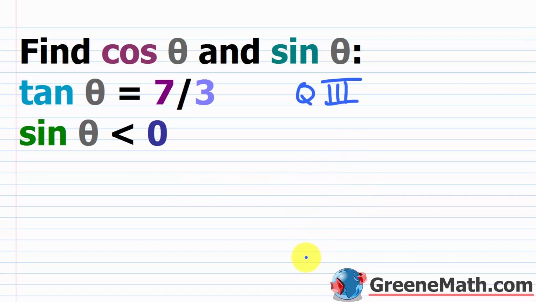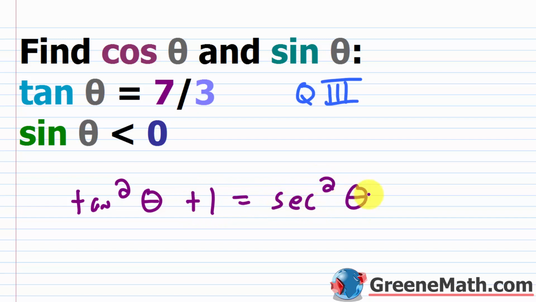So what we're going to do is we're going to take our Pythagorean identity that includes the tangent of theta, and we're just going to plug into that. So we have the tangent squared of theta, okay, plus 1 equals the secant squared of theta. Okay, so you might be saying, why would we plug into that? We're trying to find cosine of theta and sine of theta. Well, remember, the secant of theta is the reciprocal of the cosine of theta, okay? So if we find the secant of theta, we can flip it, we'll have cosine of theta, okay?